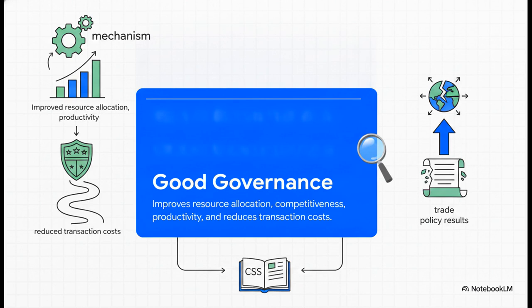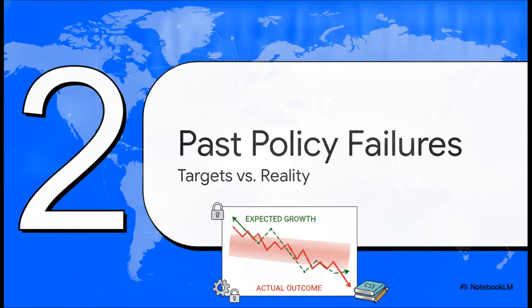The bedrock of any sound economic policy is good governance. And look, good governance isn't just some corporate buzzword. It's the actual mechanism that improves resource allocation, boosts our competitiveness, raises productivity, and literally reduces the transaction costs of doing business. If you're writing an essay on why 3 decades of strategies have fallen flat, this right here is your core evidence. Because without governance reforms, the new trade policy is practically guaranteed to be a repeat of the old ones.